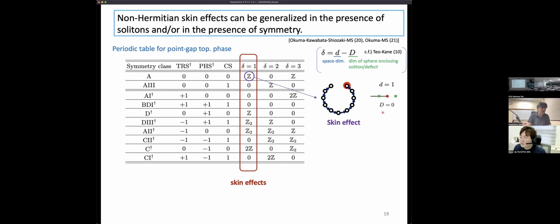But we can also consider three-dimensional systems. And in this case, if you consider the monopole of the system, small d equals 3 and capital D equals 2. So we found that delta equals 1, and we should have some skin effects. Actually, we can confirm the presence of the skin mode in the presence of the monopole. If you have a monopole here, we have a skin mode. And we also have a symmetry protected skin effect.